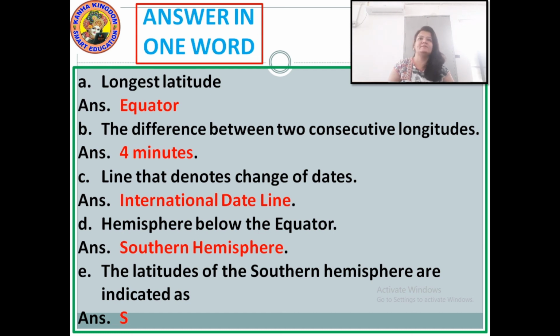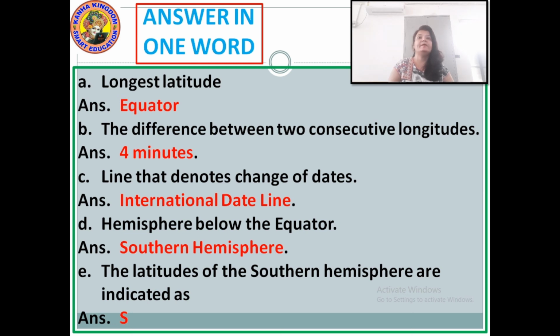Next, number 3 is line that denotes change of dates. That is international date line. Line that denotes change of dates is international date line.